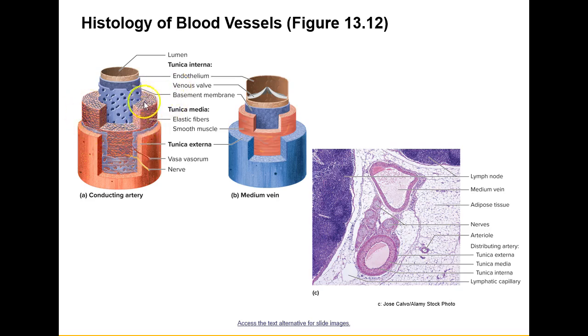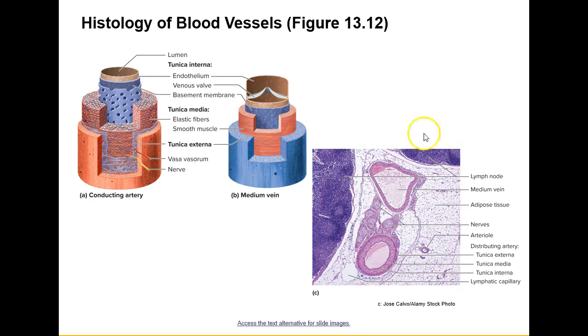The smooth muscle layer is also going to be used to allow for vasoconstriction and vasodilation. So if we want the blood vessels to be able to constrict, get smaller, or dilate to get larger, we can do that using that tunica media layer, more specifically the smooth muscle of that layer.